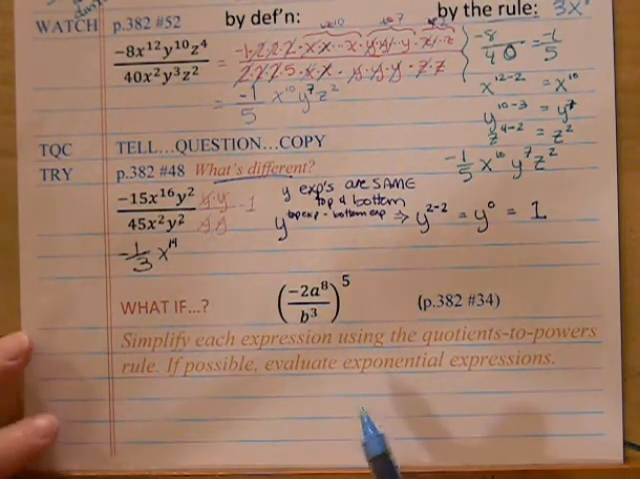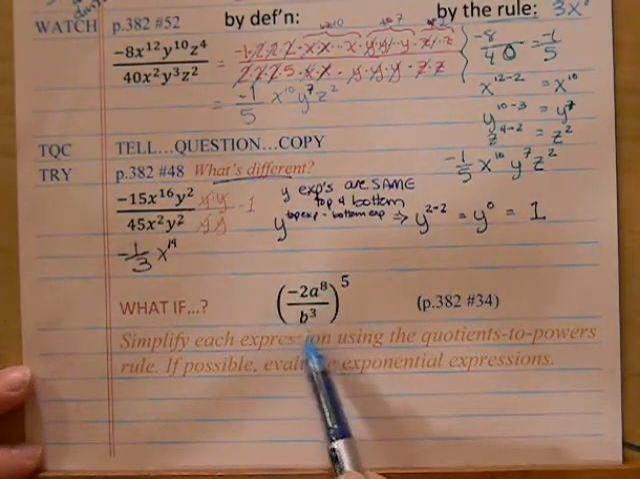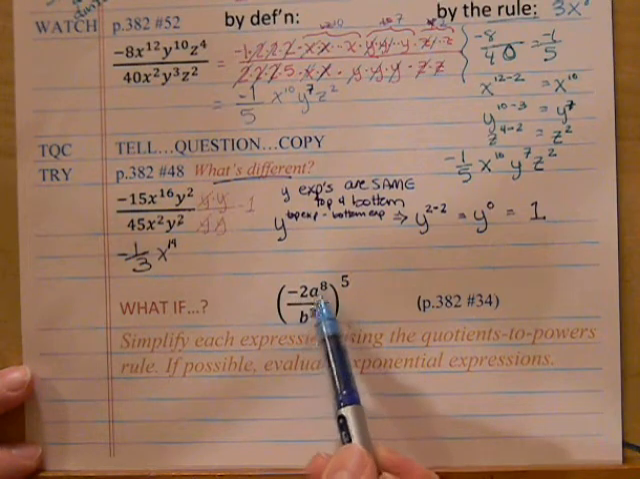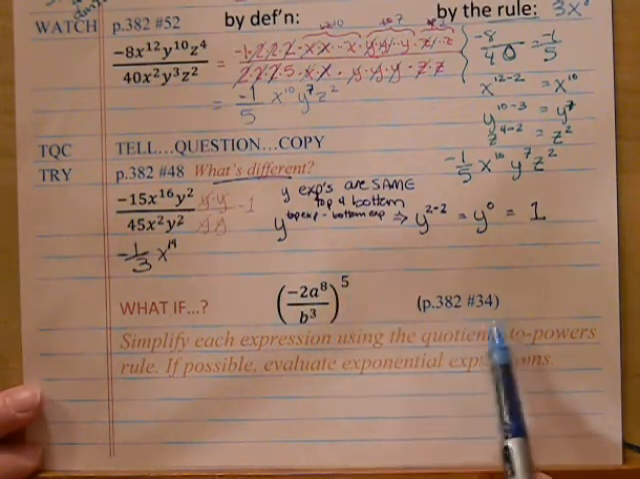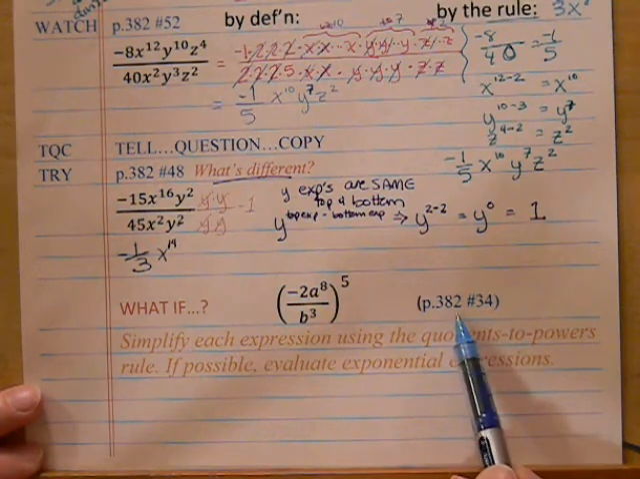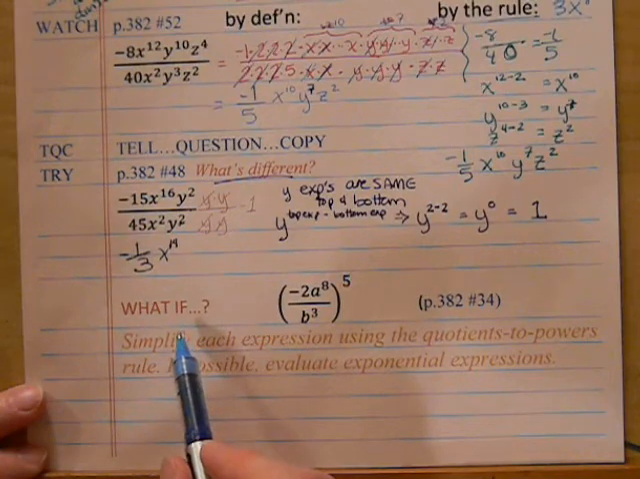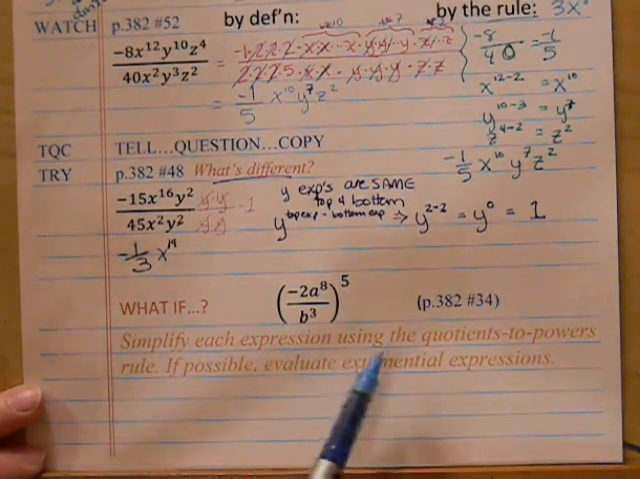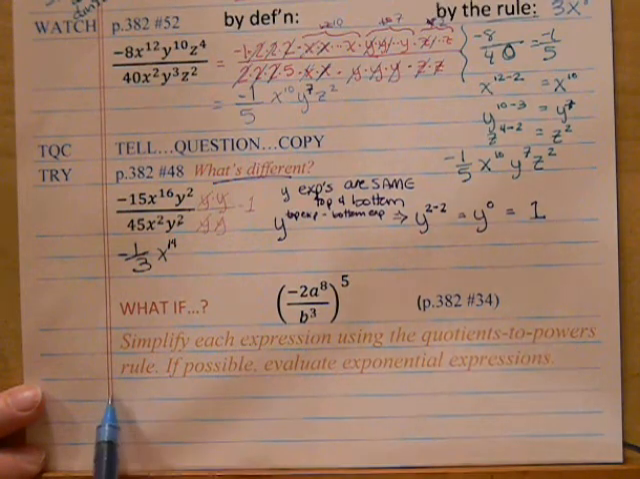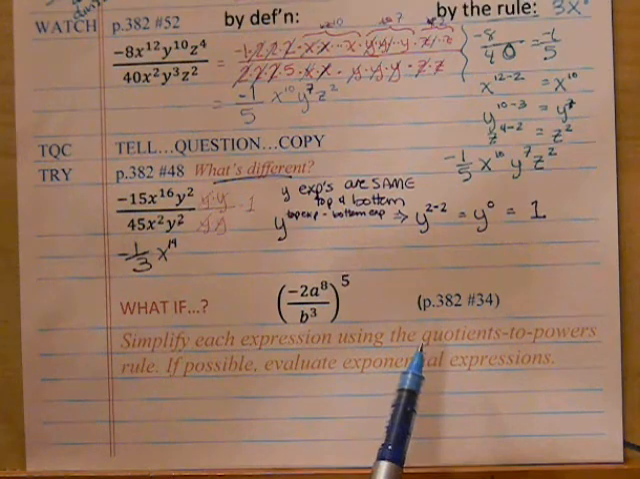Now, what if you had the dividing polynomials inside the parentheses here, negative 2a to the 8th over b cubed, and then you raise that to another power. This is actually number 34 from page 382. And here's the instructions. It says simplify each expression using the quotients to powers rule. If possible, evaluate exponential expressions.